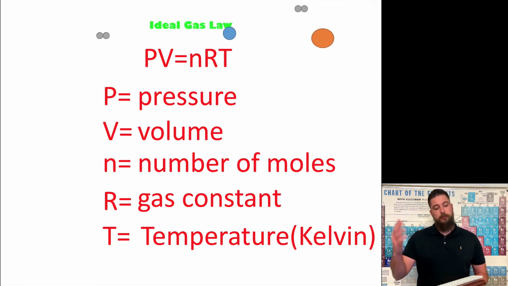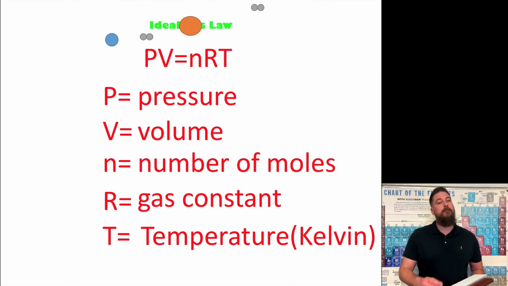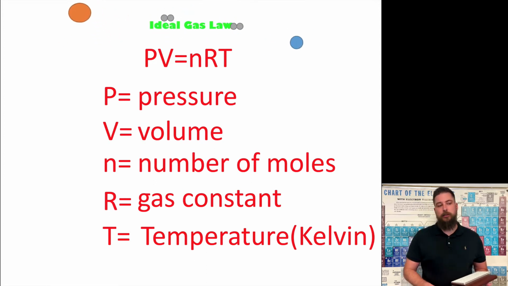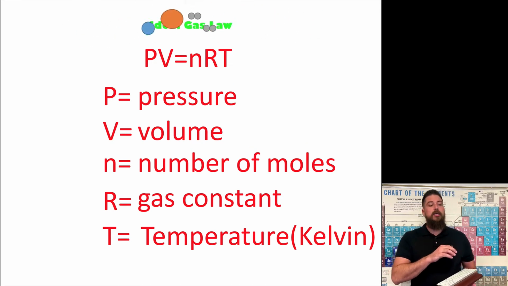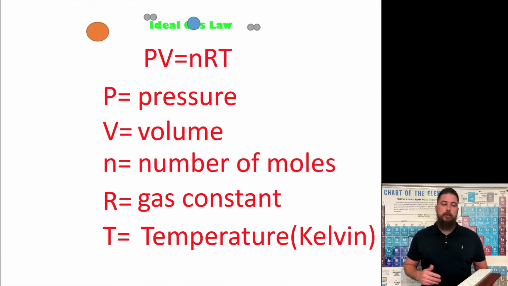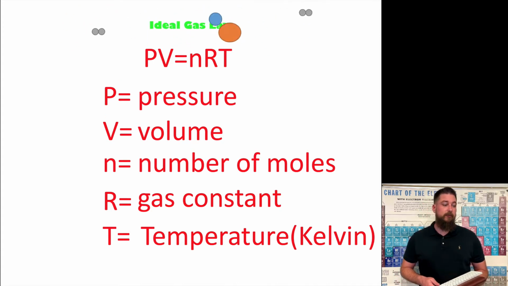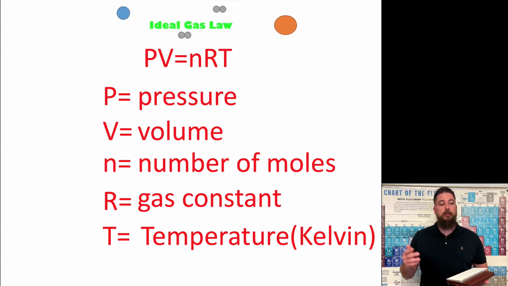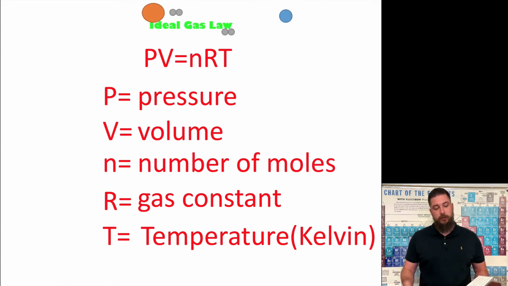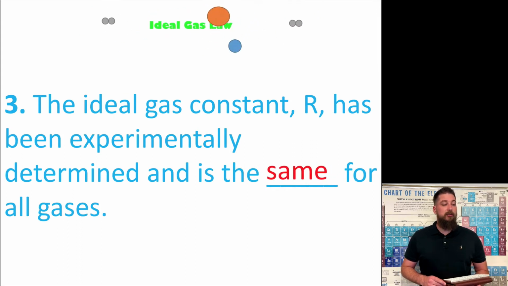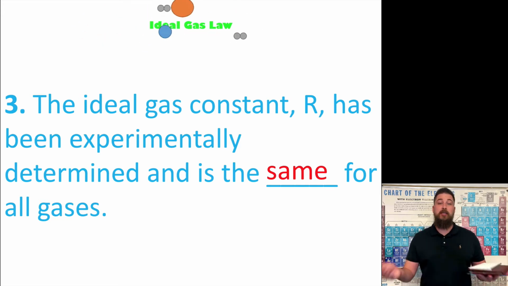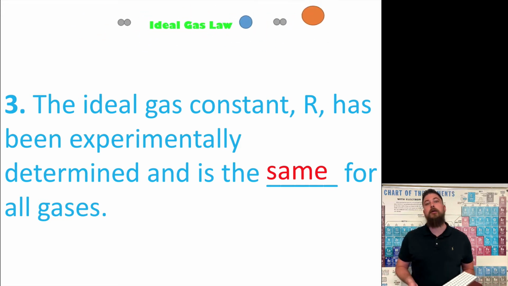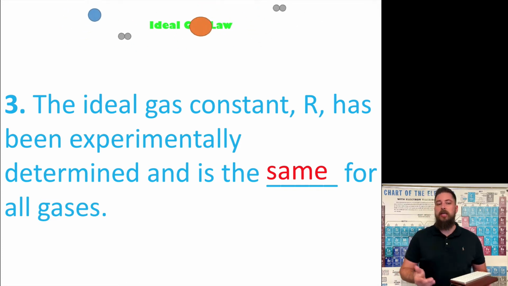Something to keep in mind, temperature has to be in Kelvin. Volume, very important, has to be in liters. In the combined gas law, where it's P1V1 over n1T1 equals P2V2 over n2T2, it didn't matter if it's milliliters or liters. In this one, it's important that the volume is in liters. So when we're using PV equals nRT, the volume has to be in liters and the temperature has to be in Kelvin. The ideal gas constant has been experimentally determined and is the same for all gases. Pretty amazing. It doesn't matter what gas we're dealing with, it's going to have the same constant.